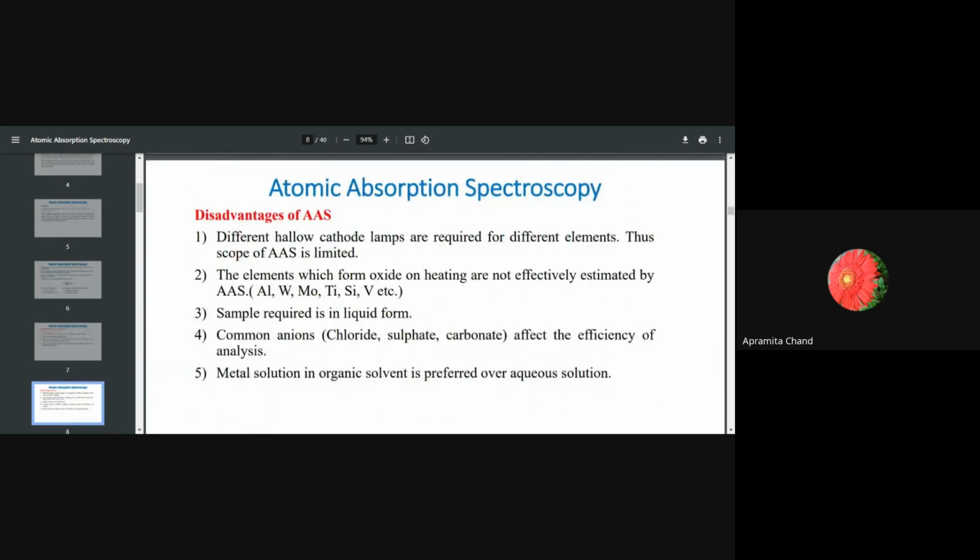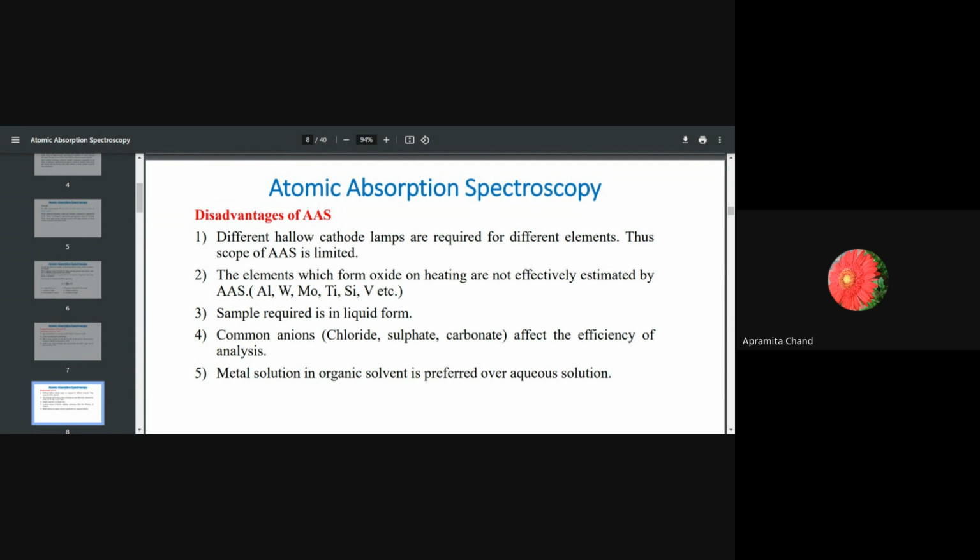On the other hand, we have some disadvantages of AAS. As we have said earlier, the instrument is costly and expertise is required for analysis. Apart from that, there are some other disadvantages. For example, we require the sample in liquid form. Also, if it is an organic solvent, it is better than an aqueous solution, thus raising the cost of the solvent also.